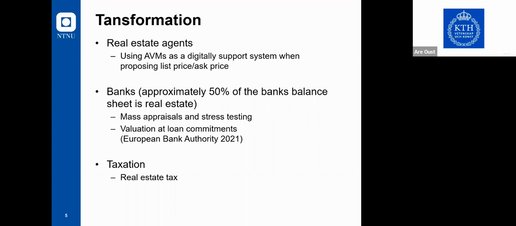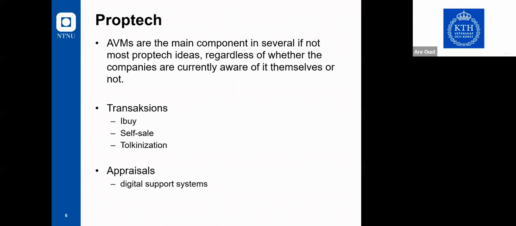Secondly, banks, who are of course a major industry. 50% of the balance sheet is typically real estate, and already they are using mass appraisals, AVMs basically, in their stress testing, and also when they decide if they want to give out new loans, they use AVMs. These are the basic tools, and I will talk more about this later today in the brown bag seminar called the Hawk. And in the end here, of course, taxation of properties is also more and more becoming AVM-based. So that is globally.